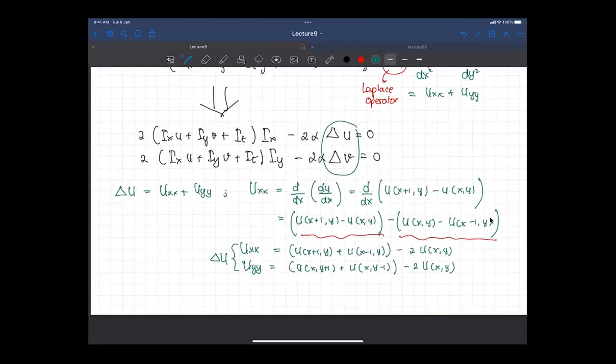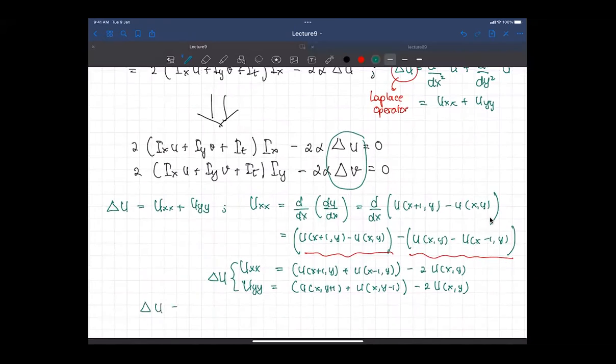So, in other words, delta u equals to what? Yeah, so it will be u x plus 1 y plus u x minus 1 y plus u x y plus 1 plus u x y minus 1 minus 4 u xy.